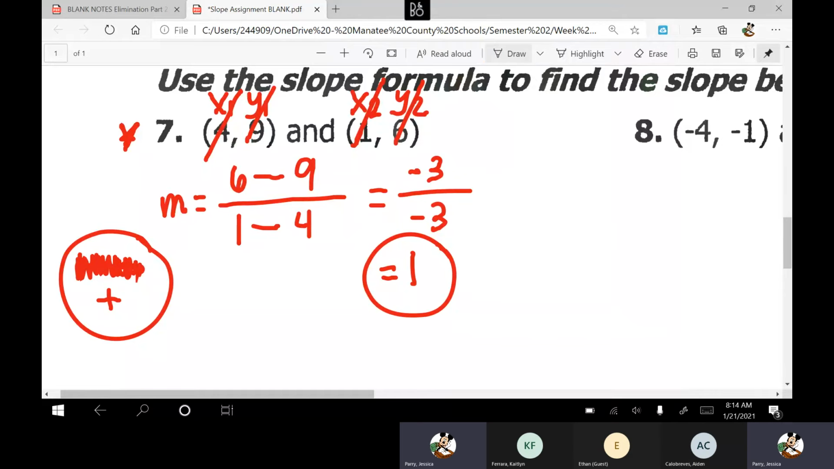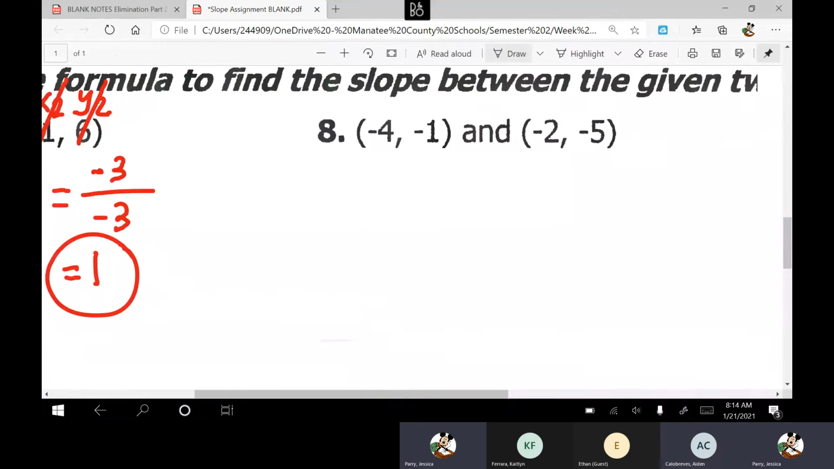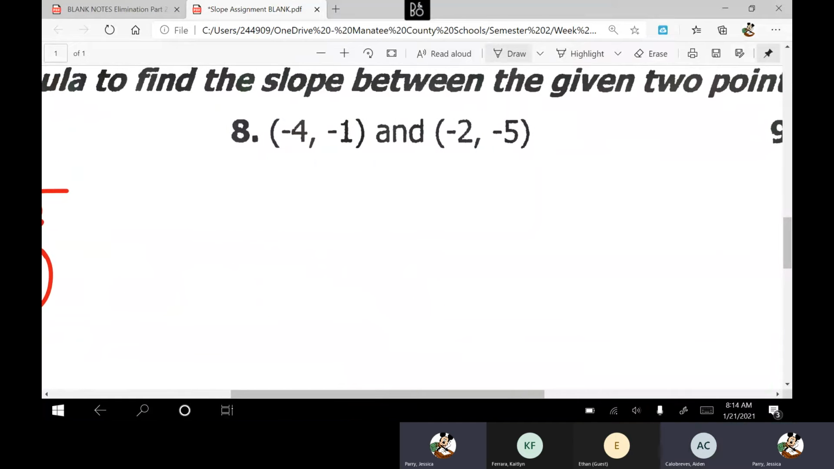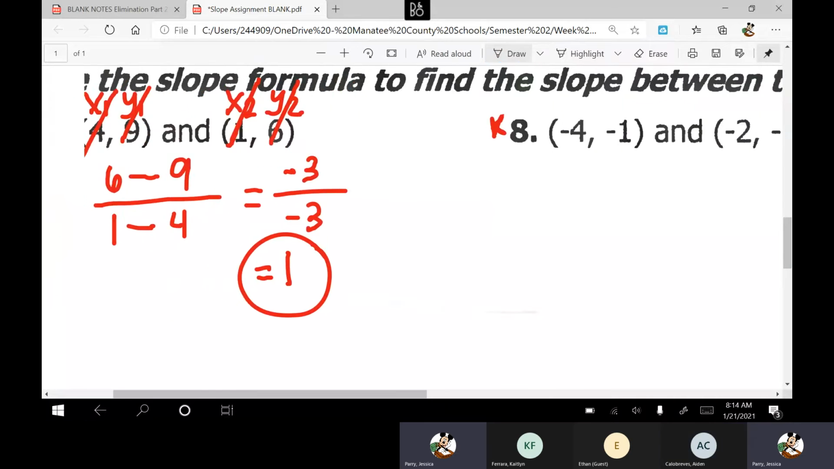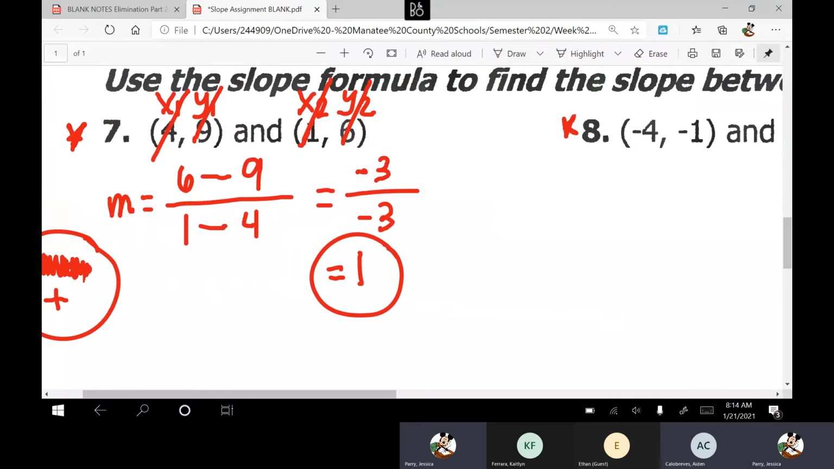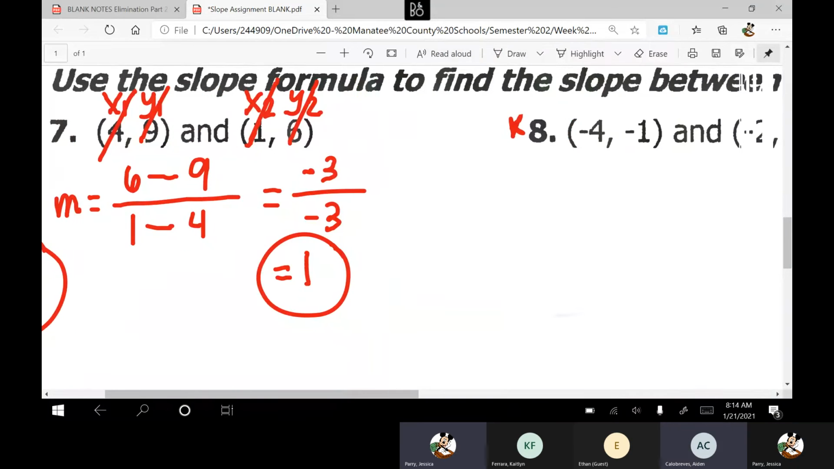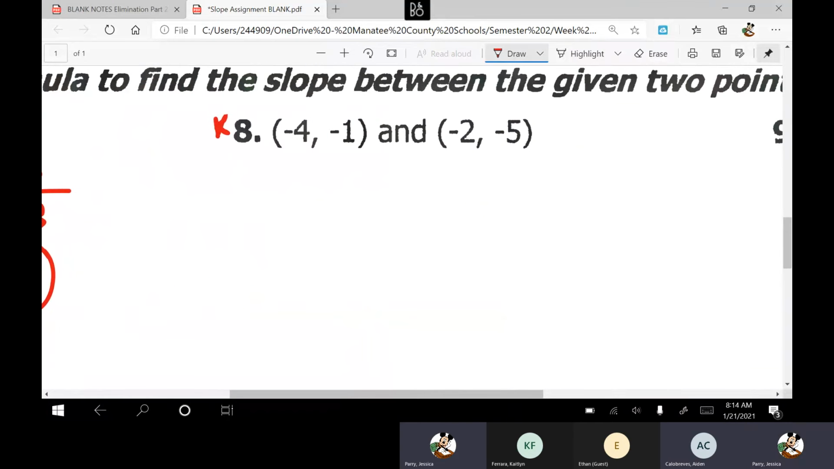Okay, so going on to the next one we'll do together. Number 8. Number 8 is the next one we'll do together. So what should I do first? What did I do the last time? First thing I did, put x, y over 4 and 1 and x2 and y2 over the -2 and -5. Awesome. So we're going to label x, y, x, y, and then our first point and our second point.